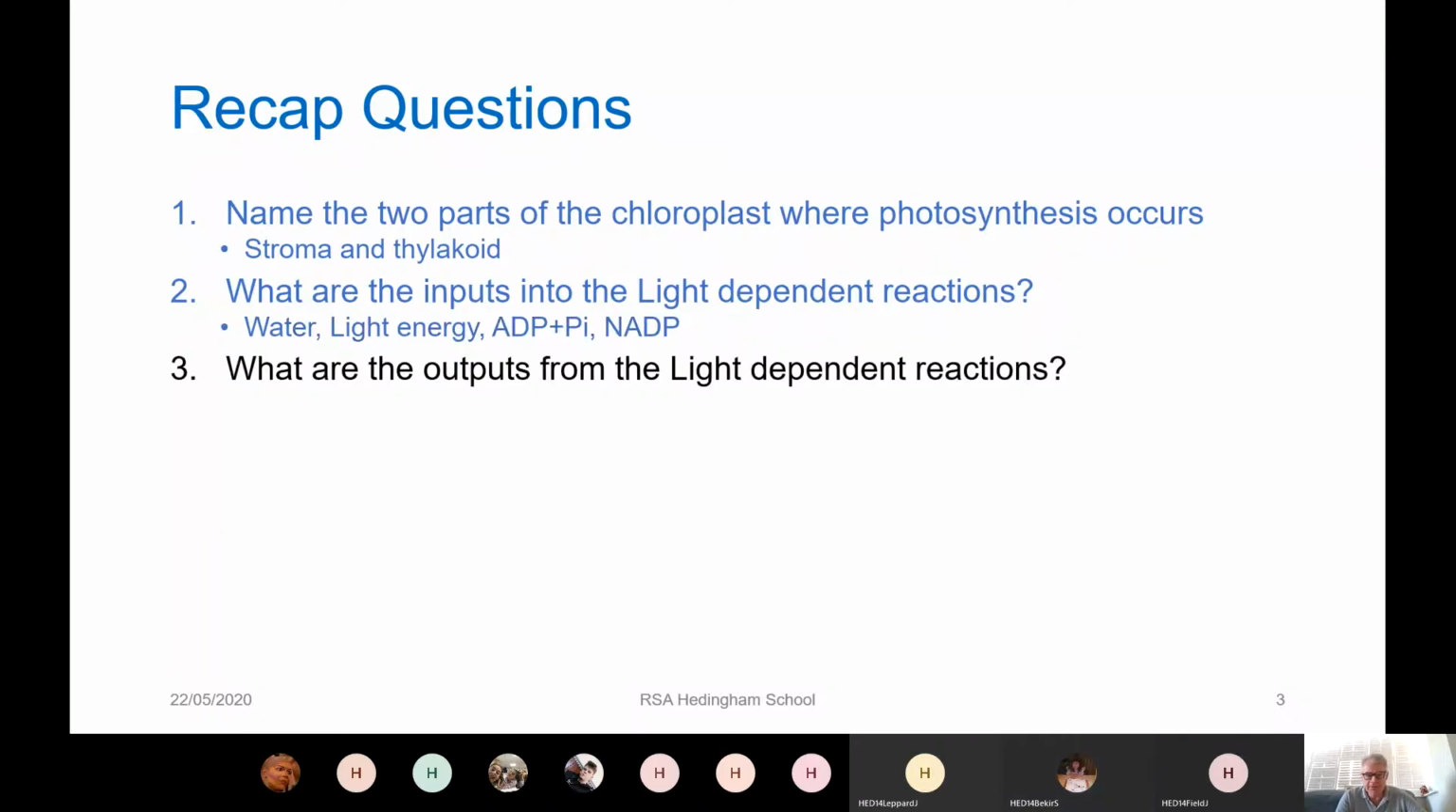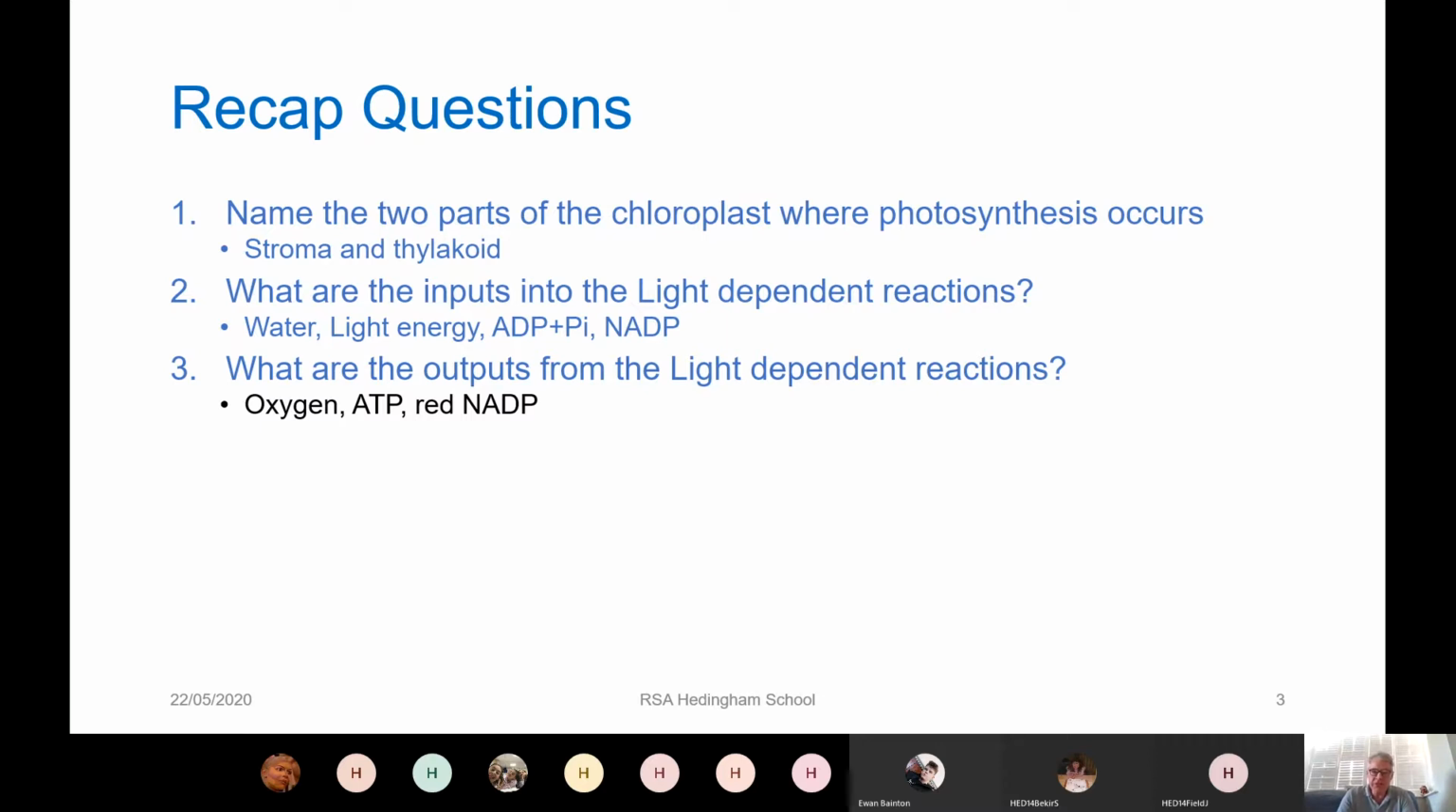What are the outputs then? What comes out? Oxygen. Oxygen, yeah. Reduced NADP, and the energy in... ATP. ATP, right. So oxygen, ATP, reduced NADP.